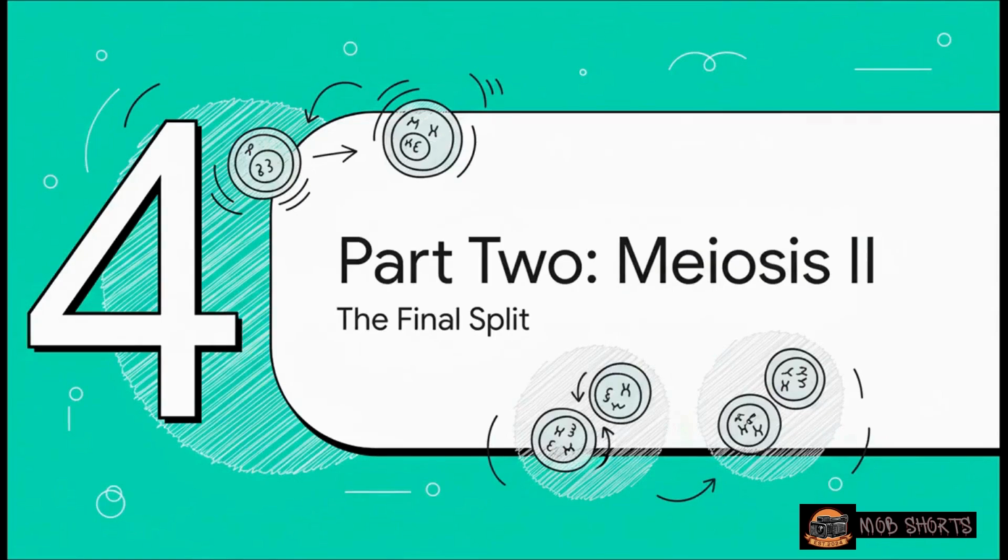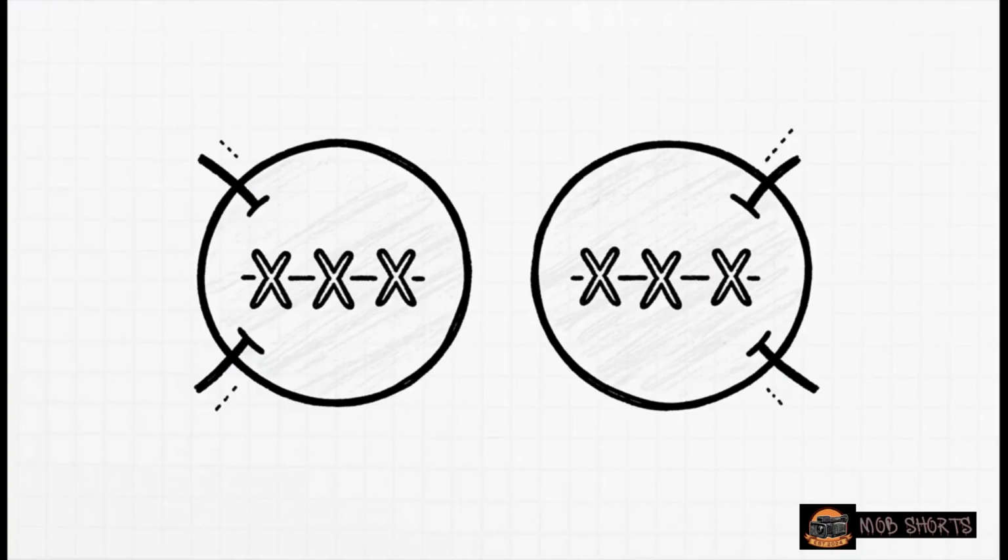But hold on, we're not done yet. Those 2 new haploid cells immediately get ready for round 2, meiosis II. And this part is going to look a lot more like a standard cell division. So now we're in meiosis II, and things start to feel a little more familiar.